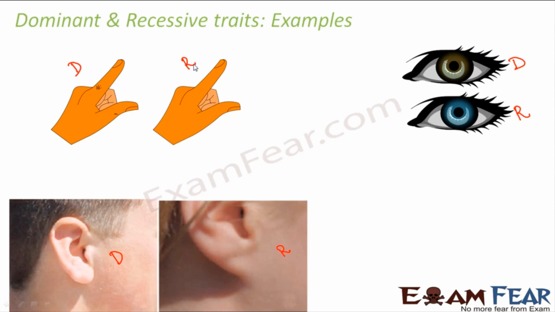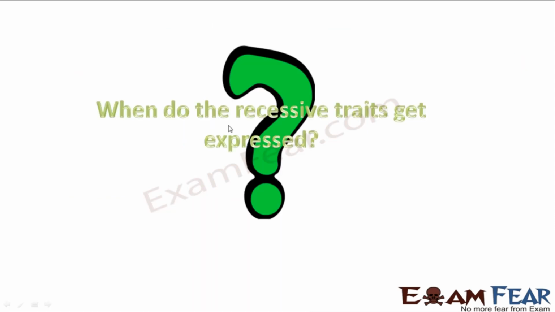Now our question is, under what condition will the recessive traits be displayed? A very important question is, when do these recessive or hidden traits get expressed? As we saw in our previous slide, dominant traits are those which dominate over the recessive traits. That is why they remain hidden.